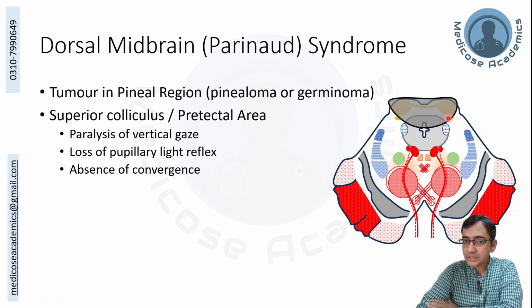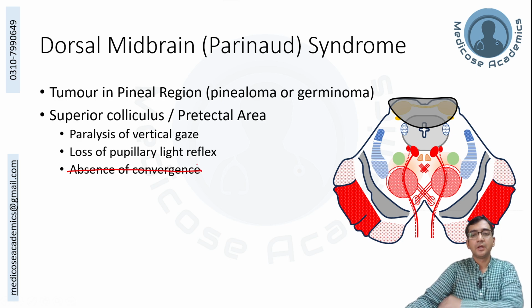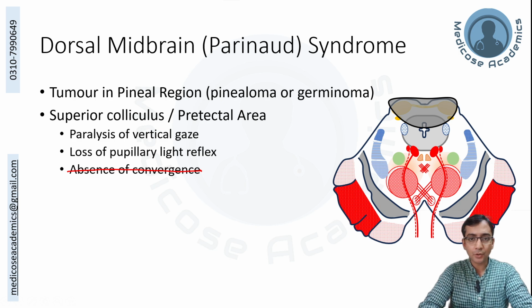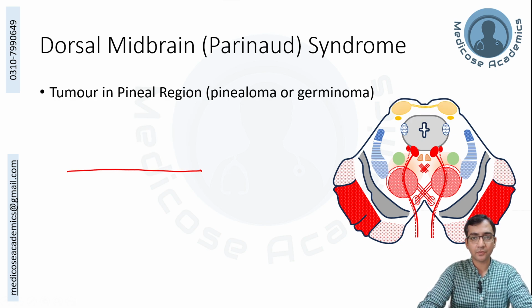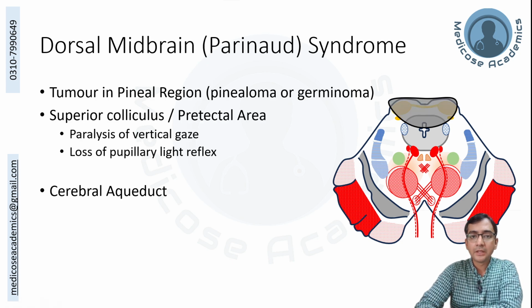The absence of convergence, that's not right. Please ignore that. This is by mistake. The pretectal nucleus is not involved in the convergence. So let me remove it so that it may not create any confusion. Edinger-Westphal is involved in the convergence, but that is not.